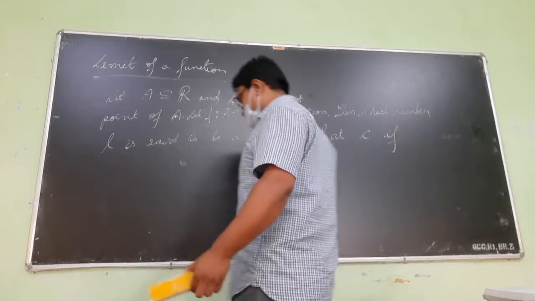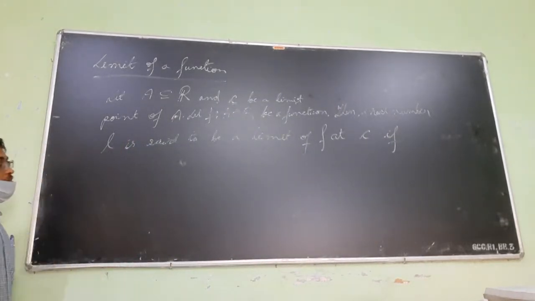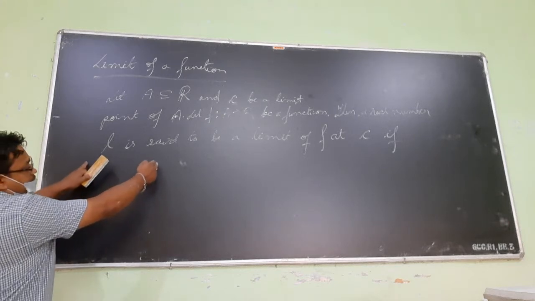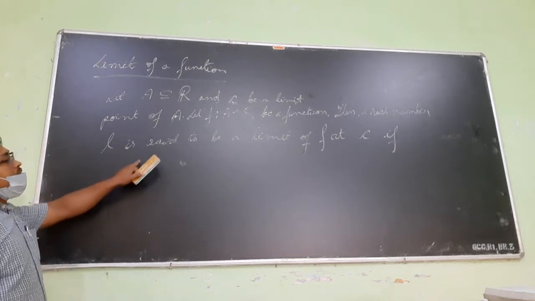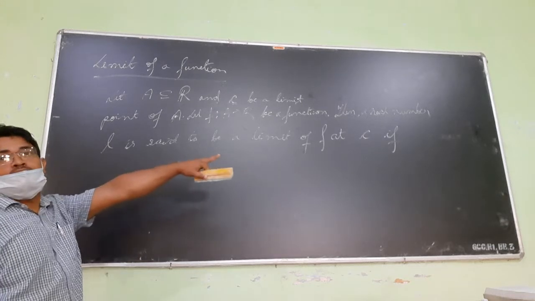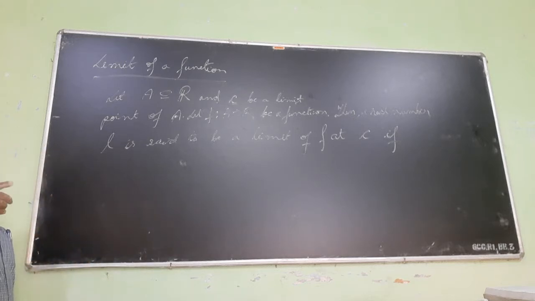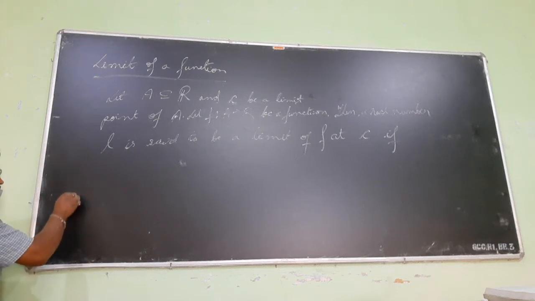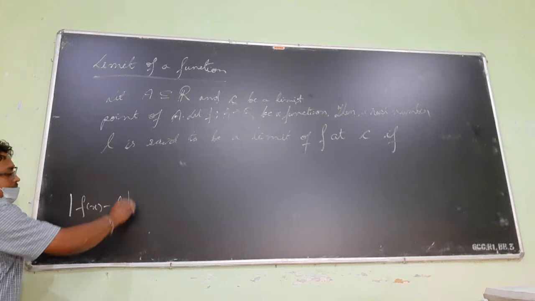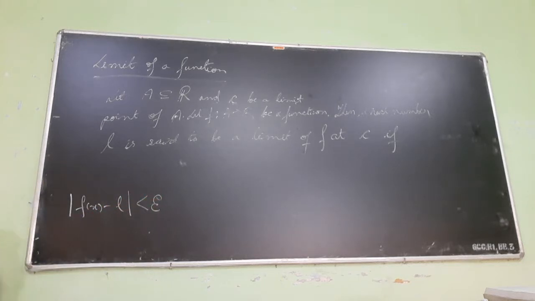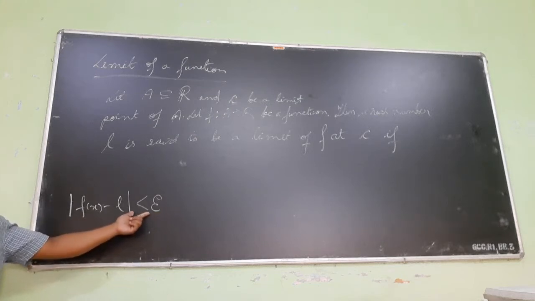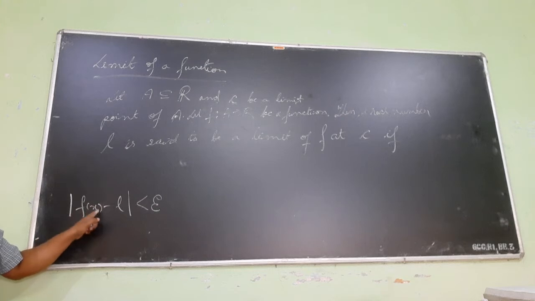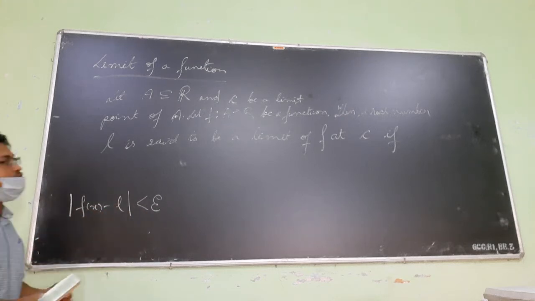if, so the last day I told you, if the distance between f of x and L can be made as small as possible by reducing the difference between x and c. That is the concept of limit. In the first semester also probably I told you what the concept of limit is. The distance between f of x and L can be made as small as possible. As small as possible means it can be made less than any arbitrary positive quantity, by reducing the difference between x and c. So this is the concept of limit.